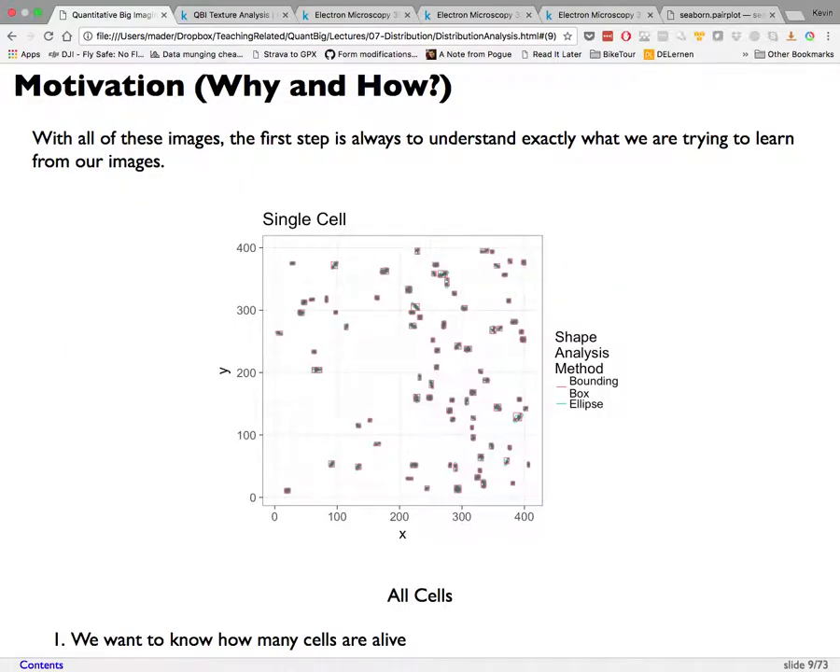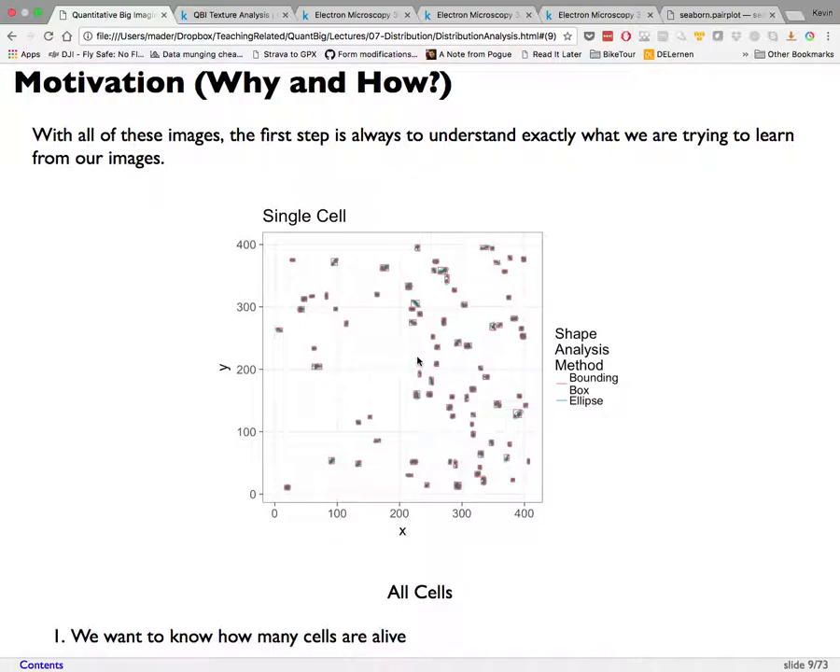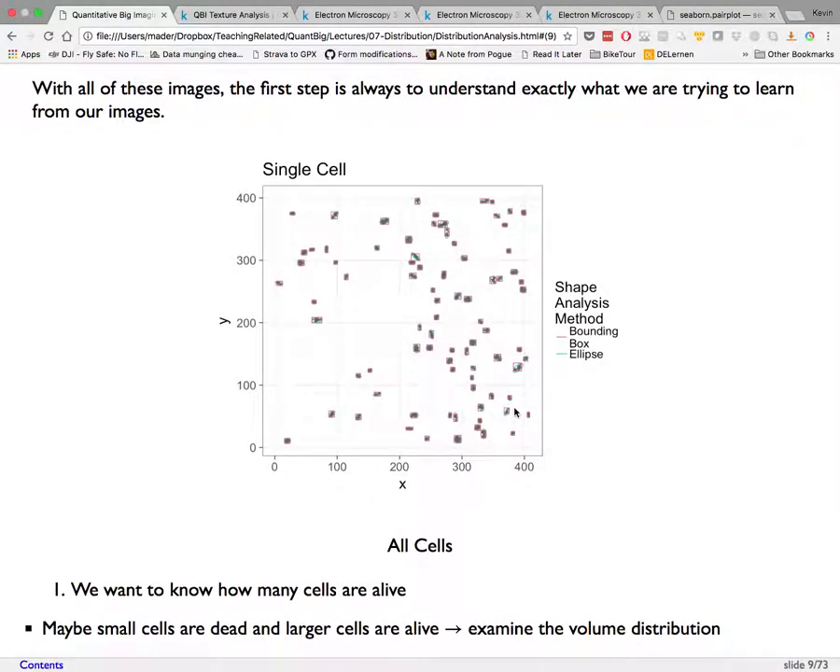in this sample. When we take this image, if you want to know how many cells are alive, this image has no staining of cells being alive or not. Obviously, if it had some kind of staining, that would be much easier. You just measure how bright or how blue or how yellow the cell is in order to measure if it's alive or not. But in absence of that, you could have a hypothesis like maybe small cells are dead and larger cells are alive. If that were your hypothesis, you could simply look at the volume of all the cells, which we've already calculated, and see which groups they fall into.